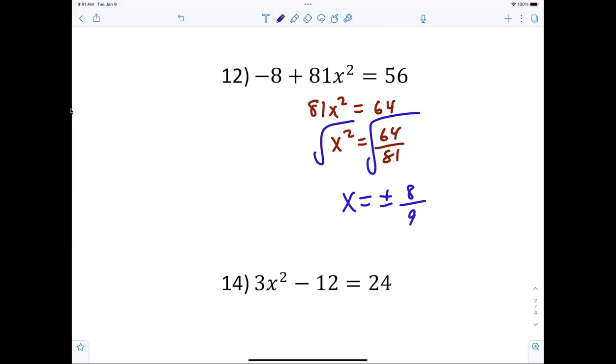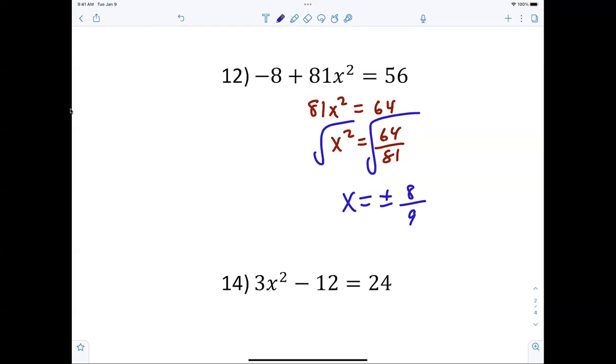I don't know what you mean. You're adding 8, you're isolating the square term. Then divide by 81. 64 over 81 does not simplify. To take the square root of a fraction, you take the square root of the numerator and then you take the square root of the denominator. Okay, come on.